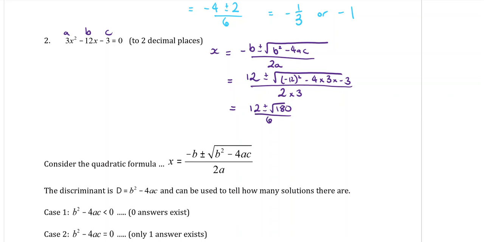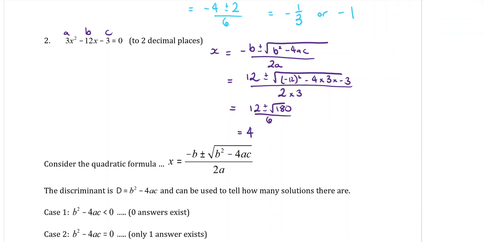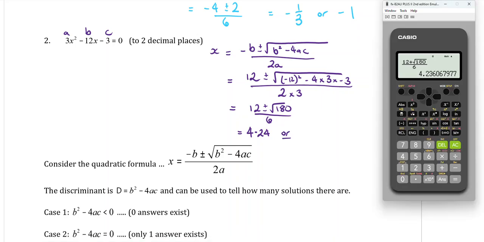Now there's the possibility that I could simplify the third down if I wanted to keep the answer exact, but this question did ask me to give 2 decimal places. So I'm going to type this in. It's going to be 12 plus square root of 180 all over 6. To 2 decimal places, that would be 4.24. The second solution is just putting the minus sign in front of that square root of 180. And we get minus 0.24.